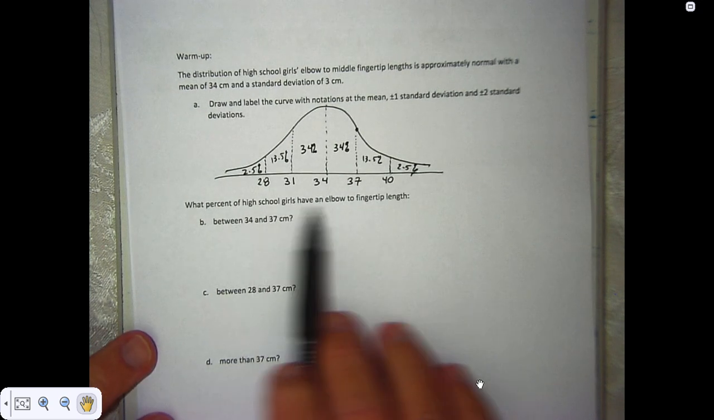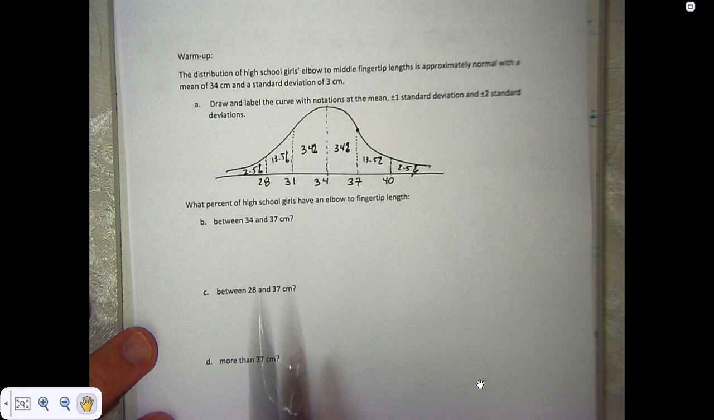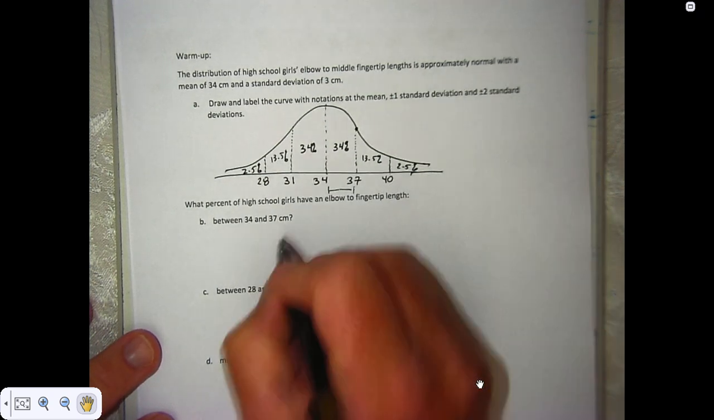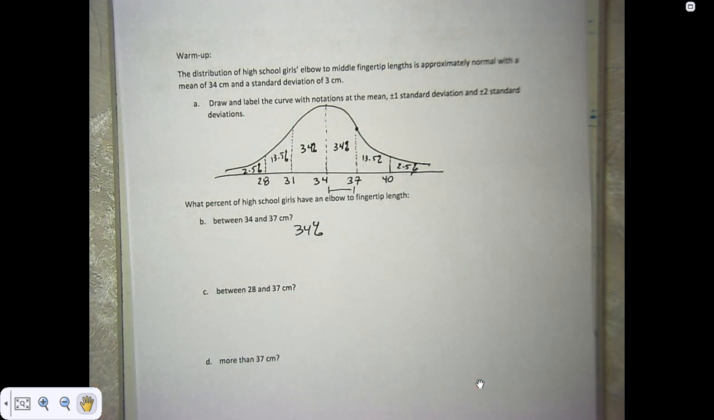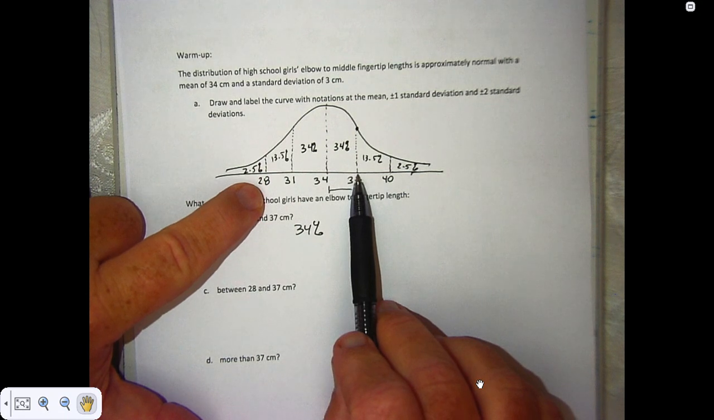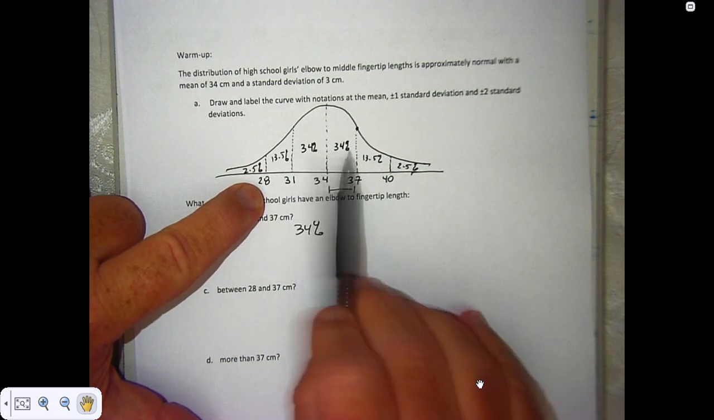Okay. Now we can go ahead and answer those questions. What percent of high school girls have an elbow to fingertip length between 34 and 37? Between 34 and 37, is that 34%? Between 28 and 37 centimeters, so that's 28 and 37. Well, it's the entire 31 and between 31 and 37, which would be 68.